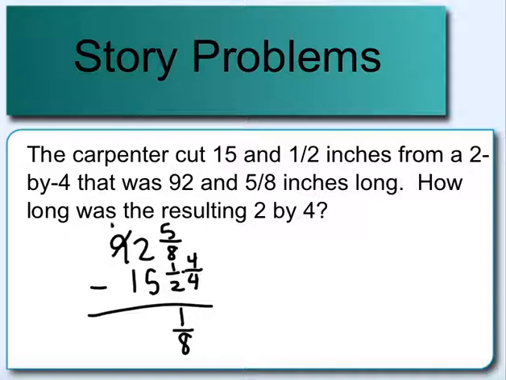Well, that means I have to borrow. 12 minus 5 is 7. 8 minus 1 is 7. So my answer should be 77 1/8 inches. That's how long it was at the end.